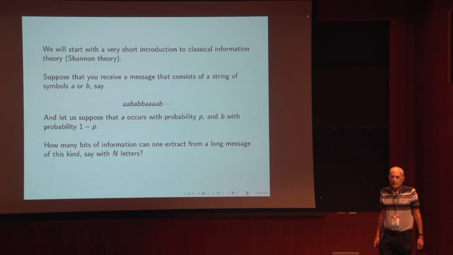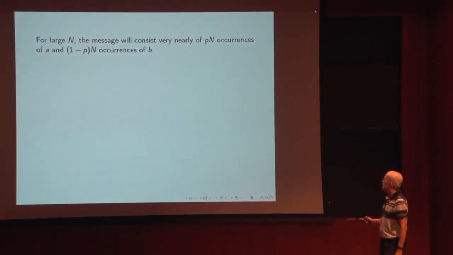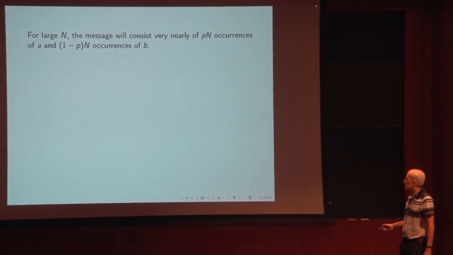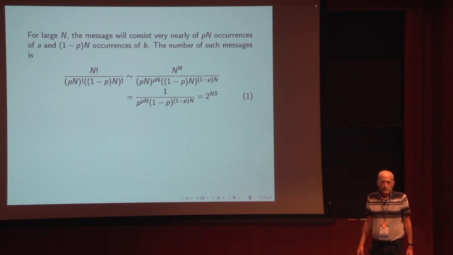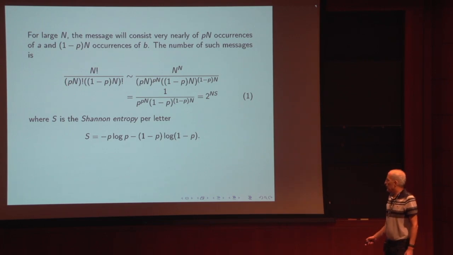Well, if there are 2 to the s possible messages, you can extract s bits of information. So we just have to count the messages. For large n, there are going to be p times n occurrences of A and (1 minus p) times n occurrences of B. So the number of ways to pick pn objects out of n is this. And for large n, it's approximately 2 to the n times s, where s is called the Shannon entropy and is given by this formula.